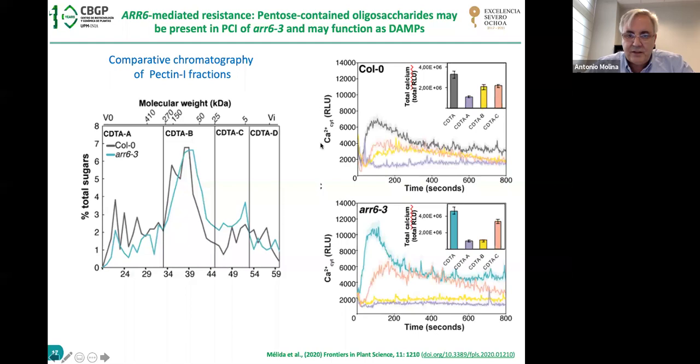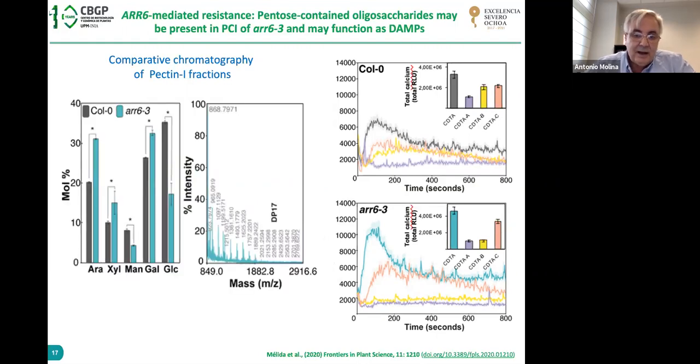And with these subfractions, again using the calcium sensor lines, we checked the activity of the different subfractions. And interestingly, we found that in both Columbia and the Arabidopsis response regulator 6.3 mutant, subfraction C was the most active of these subfractions. And what we decided was to characterize this subfraction C. This is a very difficult task because this is still a very complex fraction.